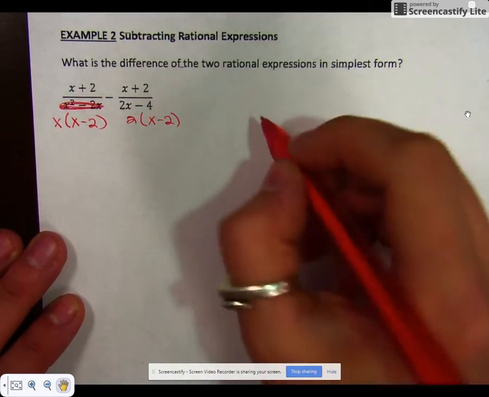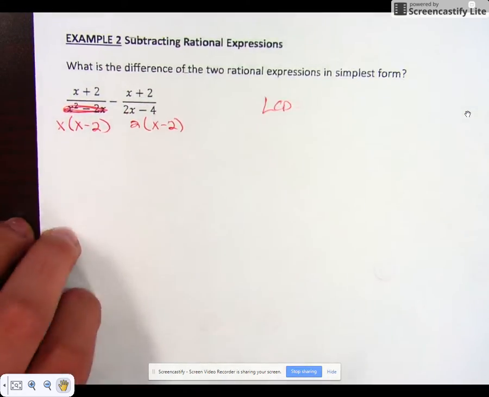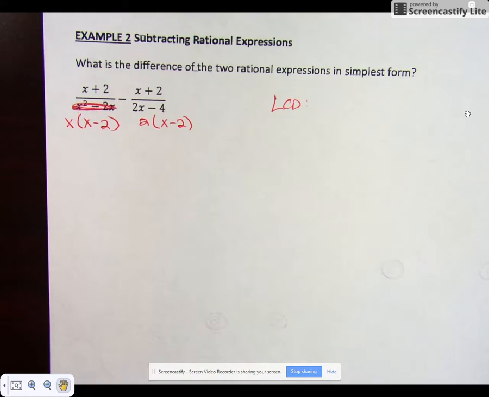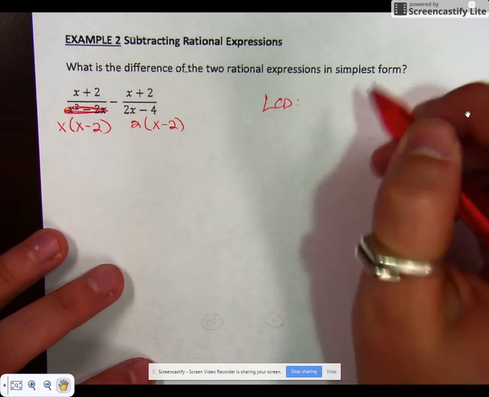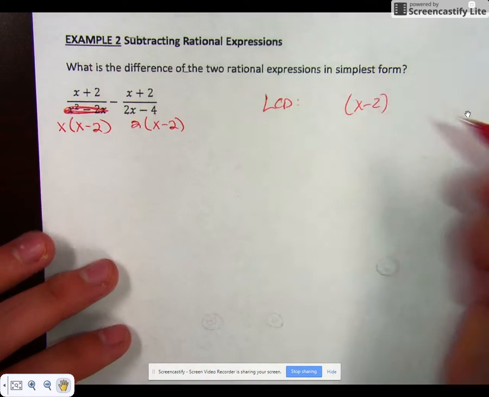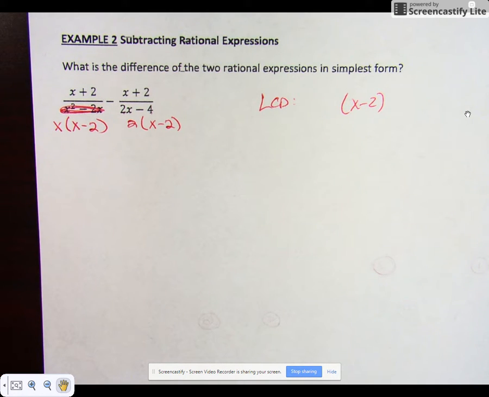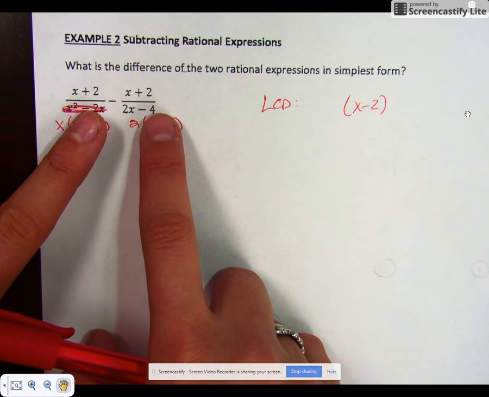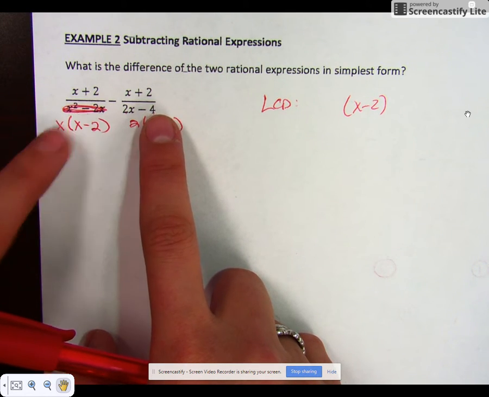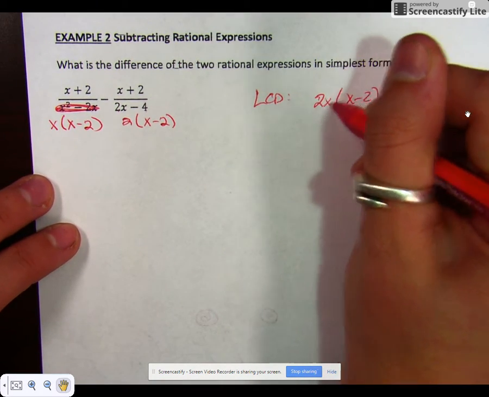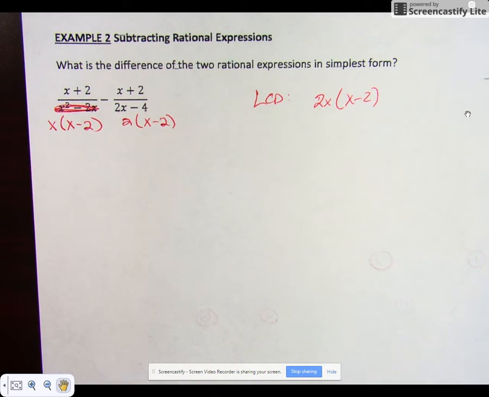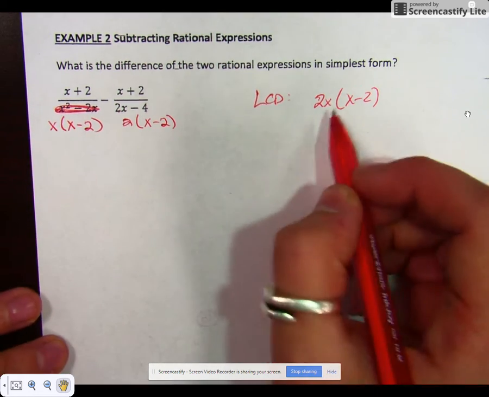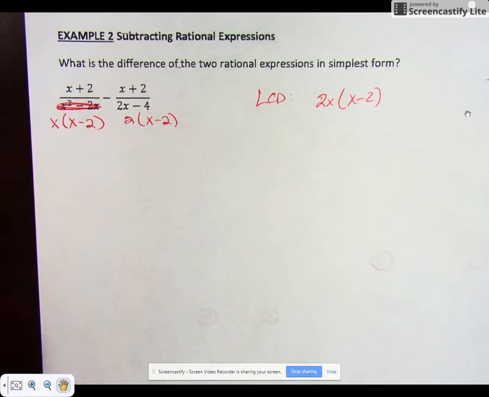Okay, so my LCD is what's common times what's uncommon. So what do both of those denominators have in common? They both have x minus 2. What is uncommon? Now that the x minus 2's are common, I'm left with what's uncommon, which was 2 and x. So I'm just going to write those in front. Again, it doesn't really matter what order you write them in, whether it's common times uncommon, but typically the monomial goes in front. Okay, so now we have to think, what is missing from each denominator that is in the LCD?